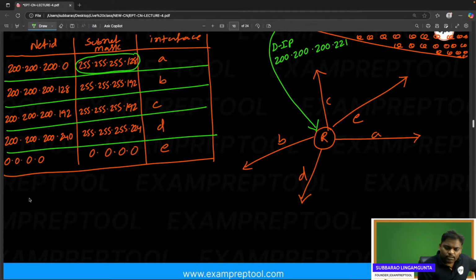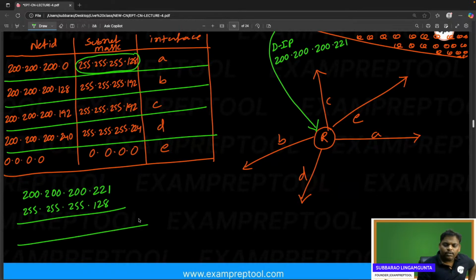Everyone observe, this is the destination IP. The packet which came to the router contains this destination IP. The router has the routing table, and it will go to the first row. What is the mask there? 255.255.255.128. That is the mask. Now it will do the AND operation.